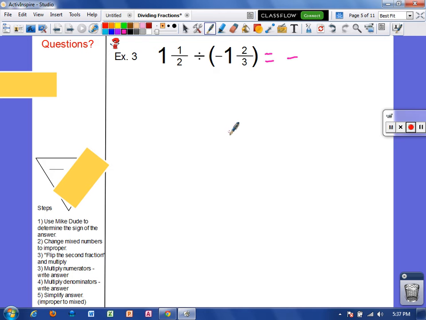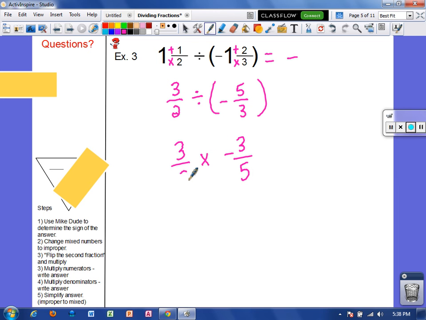Now, second step, we want to change mixed numbers to improper fractions, and we do have mixed numbers here. So I have 2 times 1, which is 2, plus 1, which is 3. So I have 3 over 2 divided by, now over here I've got 1 times 3, which is 3, plus 2 is 5. So this becomes negative 5/3. All right, now I'm going to flip the second fraction and multiply. So this is going to become negative 3 over 5, and we're multiplying.